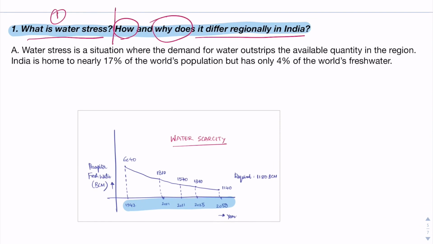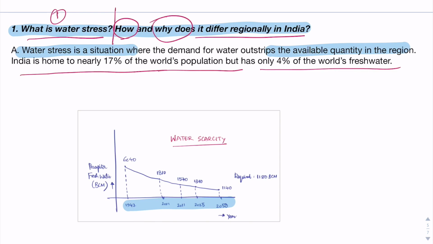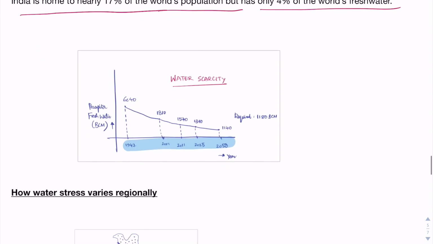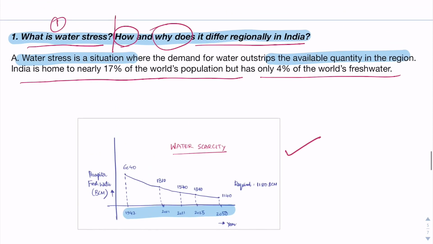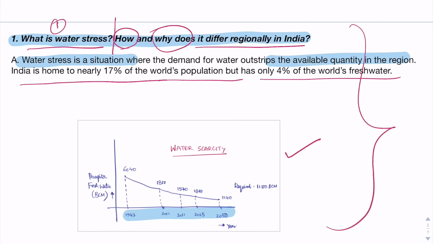So you start the answer by defining what is water stress. So you say water stress is a situation where the demand for water outstrips the available quantity in the region. For India, you can also throw in a statistic that says India is home to nearly 17% of world's population but has only 4% of the world's fresh water. Also add a chart that shows the declining per capita fresh water from 1947 to 2020 and the projected figures of 2050. Now this forms a good introduction to your answer.